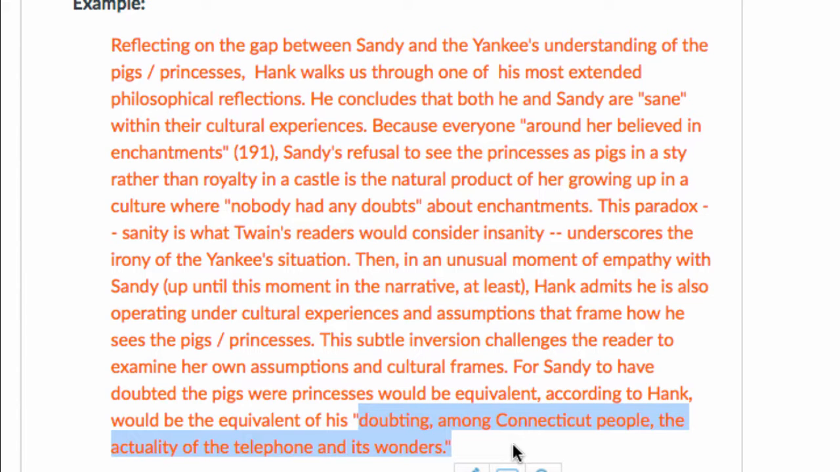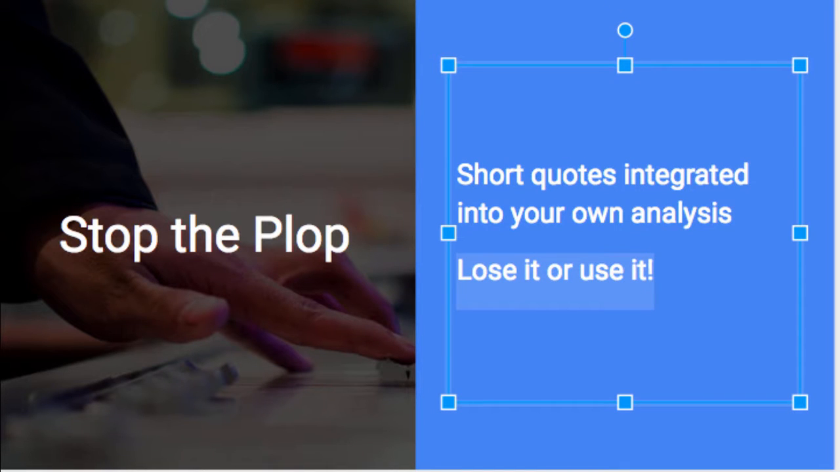Not one big quote plopped at the beginning or end that the reader is supposed to be able to sort of follow and refer back to, but instead gets distracted or confused by. So that's what I mean by stop the plop.